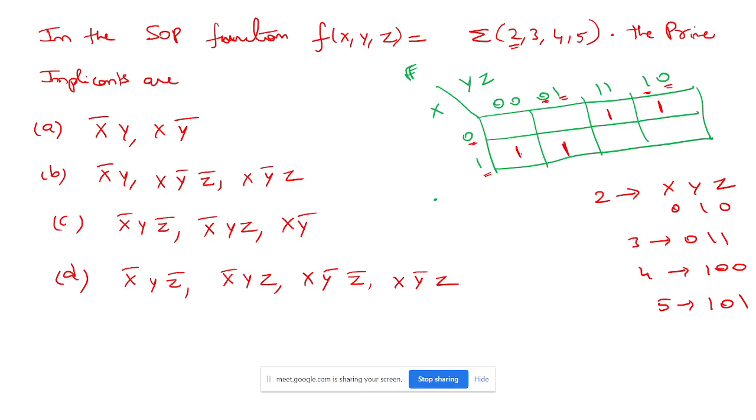Now group of 8 ones not possible. Group of 4 ones not possible. Group of 2 ones, yes, this is one possibility. That's all. Only those two exist. Then what is this? X bar y. This is x y bar. So x bar y and x y bar. This one, option A, is the right answer.